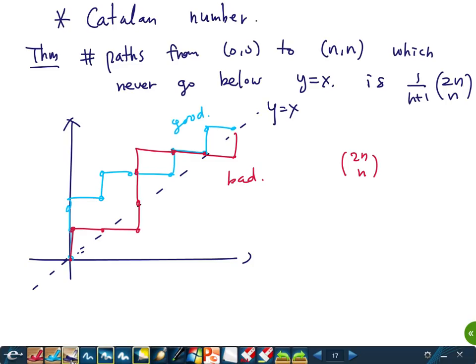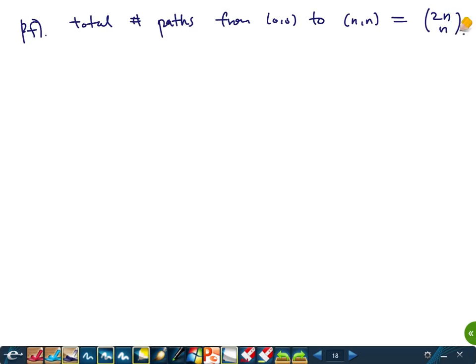All right, so let me prove this in the next page. The proof. So the total number of paths from 0, 0 to n, n is what? 2n choose n. We know this. And let's say Gn is the number of good paths.